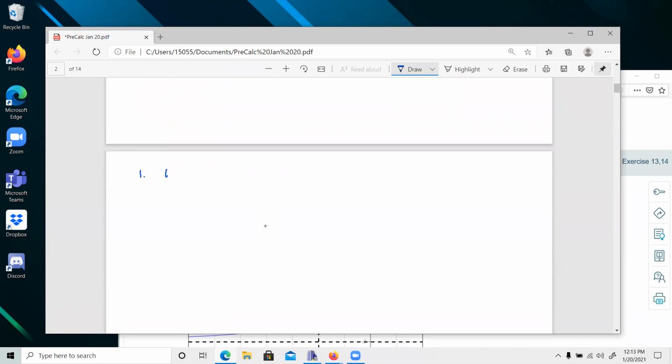Okay, so we have 4 conditions. Condition 1: what if the degree of p of x is less than the degree of q of x? What that means is you have a smaller polynomial on the top than you do on the bottom, something like x squared over x cubed plus 1, or 2x minus 1 over x squared minus 1. The degree of the top is 2, the degree of the bottom is 3.